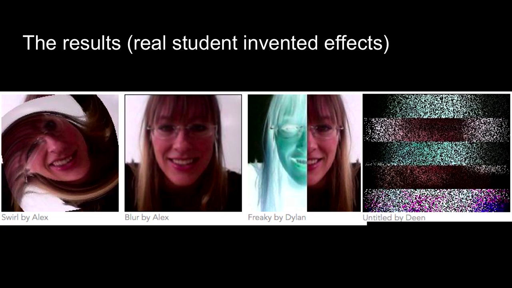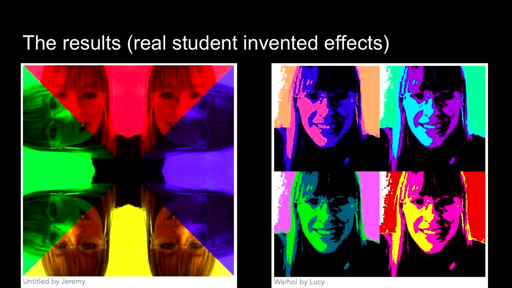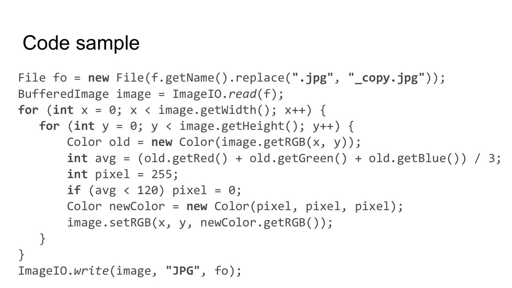At the end, that just got creative. I actually think that was a mistake, but I gave him full credit. And so on. They got really creative. I also had shown them Andy Warhol paintings before this project, and so that was an inspiration for that last one. So here's a sample of code. This is the code that makes the one that turns it black and white. And by the end of this, all of this will make sense.